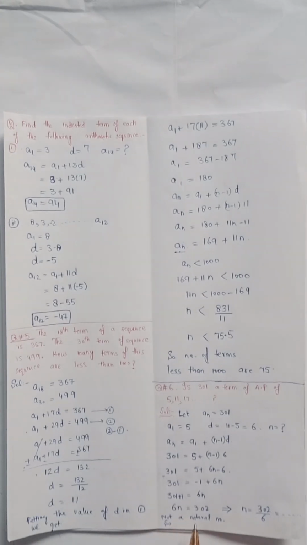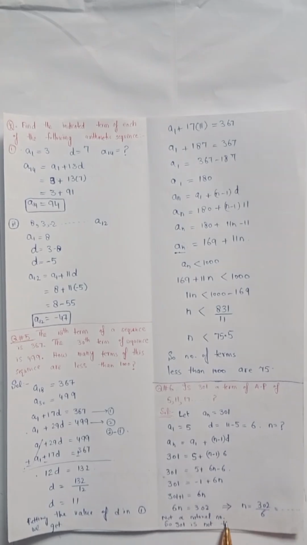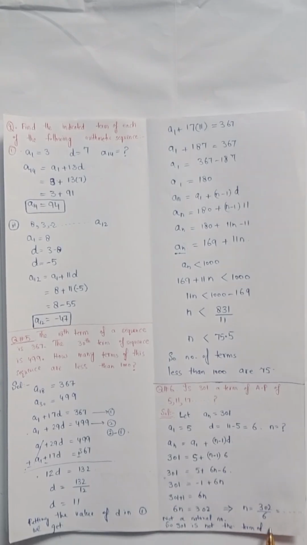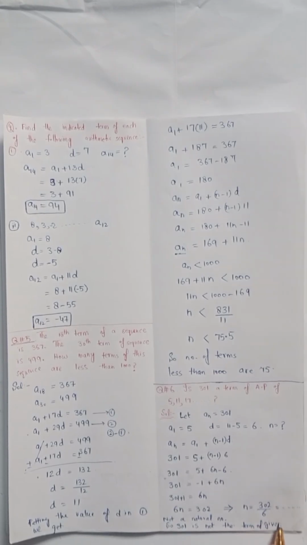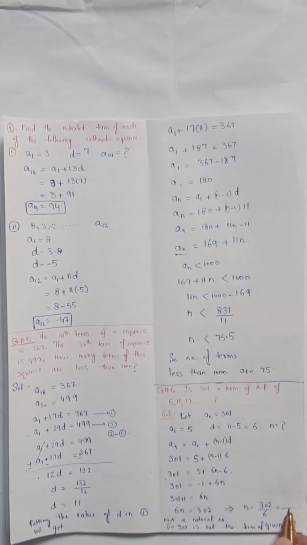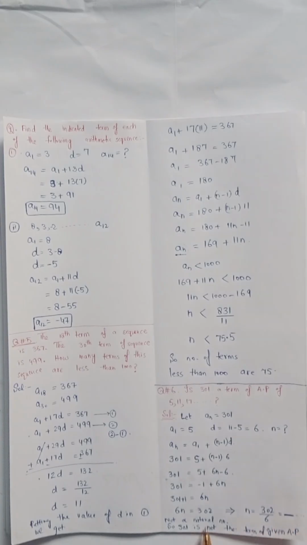So 301 is not a term of the given arithmetic progression. If this were a term of the given arithmetic progression, the answer for n would be a natural number. So we can say that this is not a term of it.